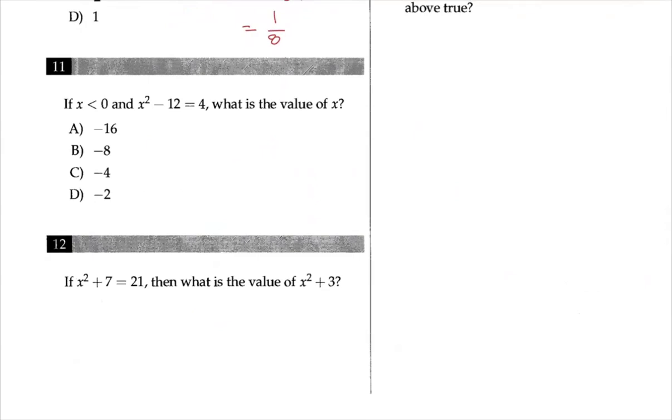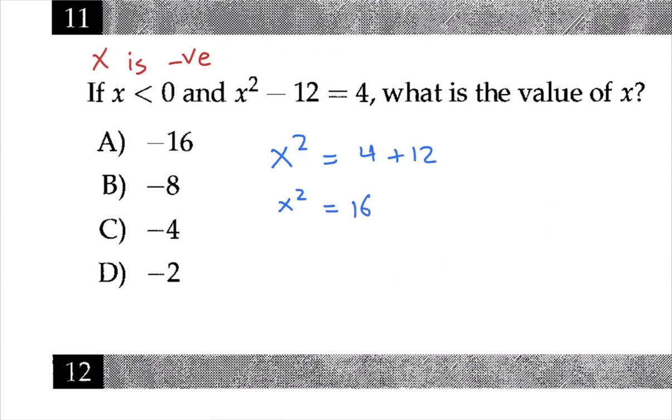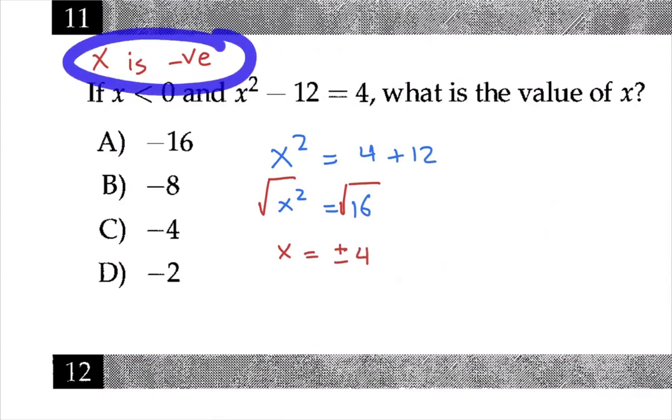Question number 11, if x less than 0, again, it means that the value of x is what? x is a negative value. And x squared minus 12 equals 4. What is the value of x? So let's start solving this equation. Shift negative 12 to the other side. So x squared equals 4 plus 12. 4 plus 12 equals 16. Then we need to cancel the square by taking the square root for both sides. The square root would cancel the square, so x equals, again, what is the square root of 16? Is it only 4? No, it's plus or minus 4. And since here x is negative, the correct answer is negative 4.